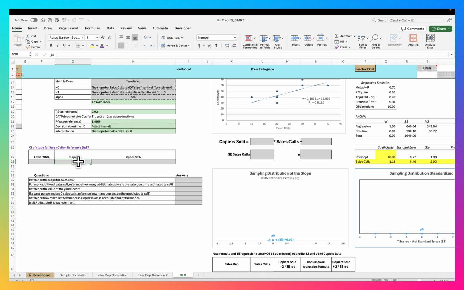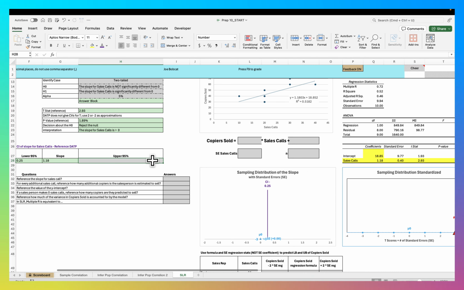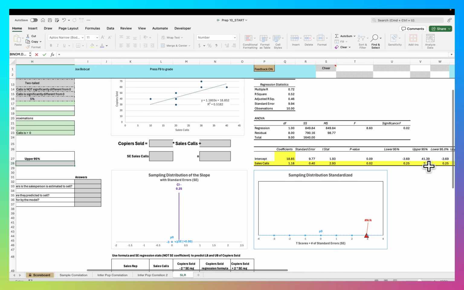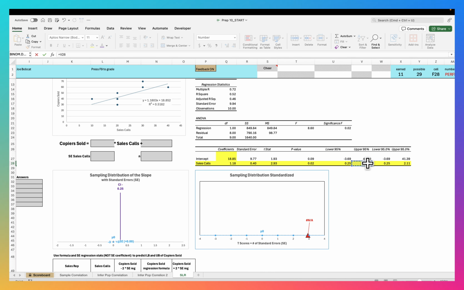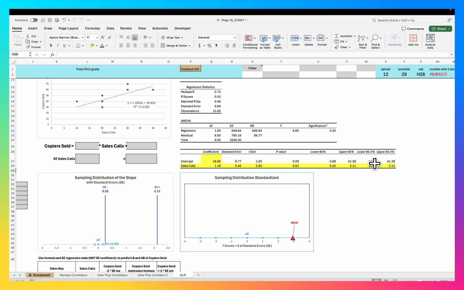Let's look at the confidence interval. So first, what's the slope? Well, the slope is the coefficient of sales cost, so it's that 1.18. And then we don't even have to calculate the confidence interval because it's given to us on this same line. See, there's the lower 95% and the upper 95% is this guy. You'll notice that these appear twice, which again is kind of annoying. Lower 95, upper 95, lower 95.